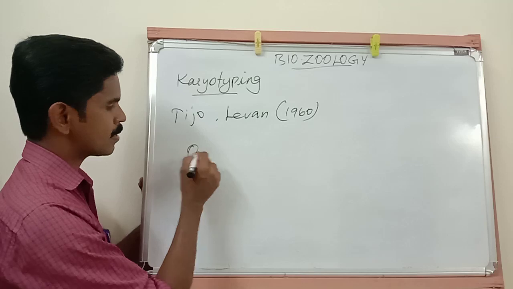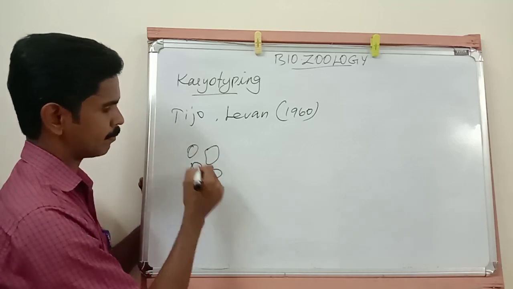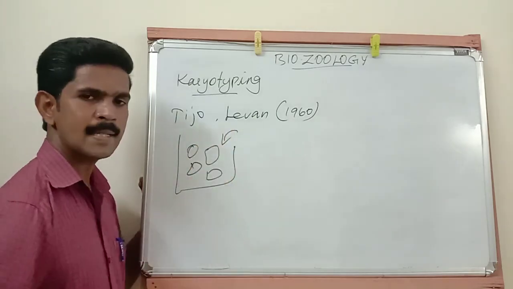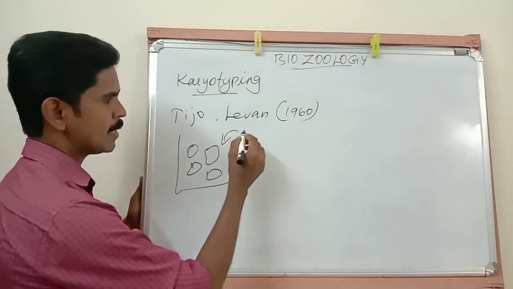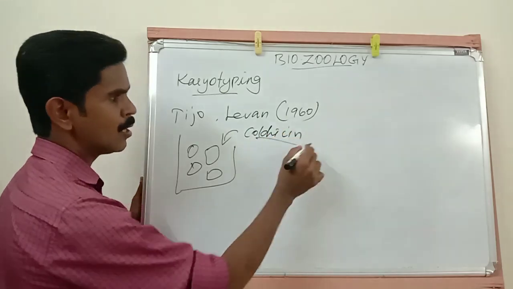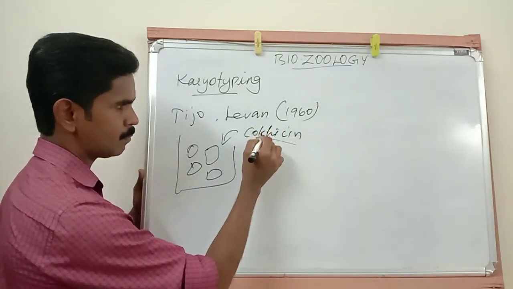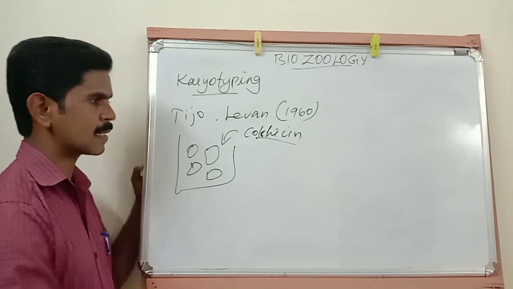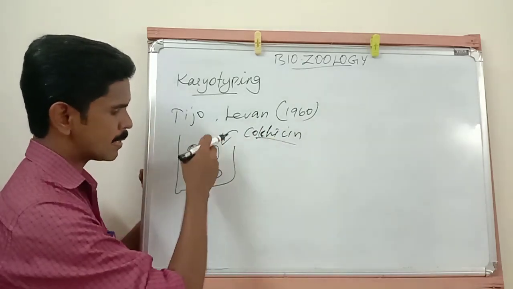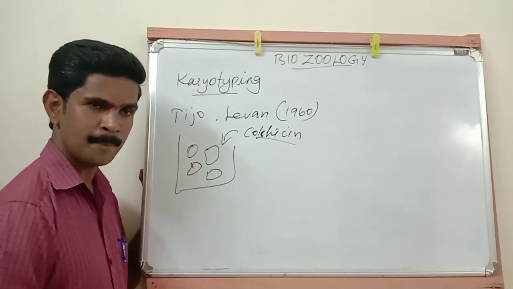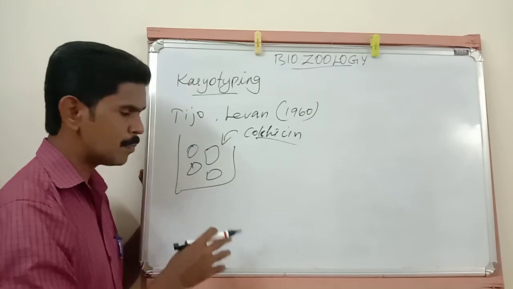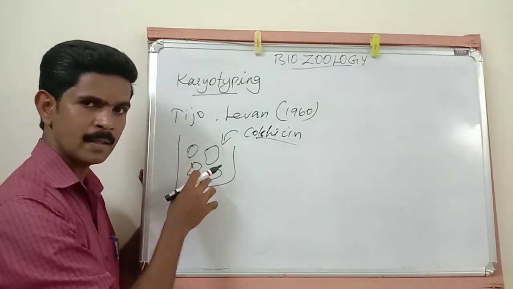So just imagine these are the lymphocyte cells. Then here one chemical is added. The name of that chemical is colchicine. Colchicine is added to this lymphocyte. When this colchicine is added inside this lymphocyte, immediately this chemical, colchicine, stops the mitotic cell division in the metaphase stage.